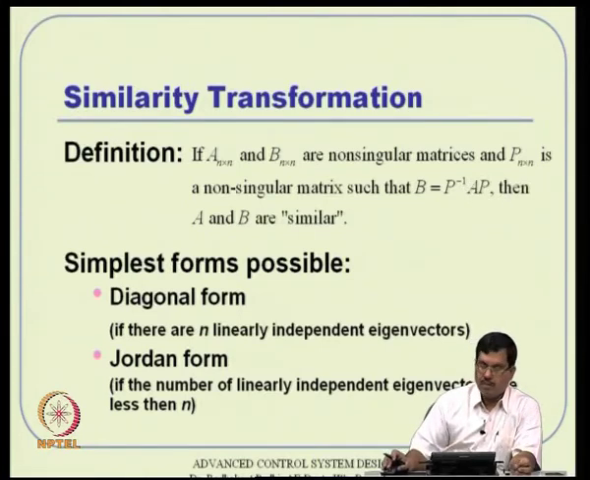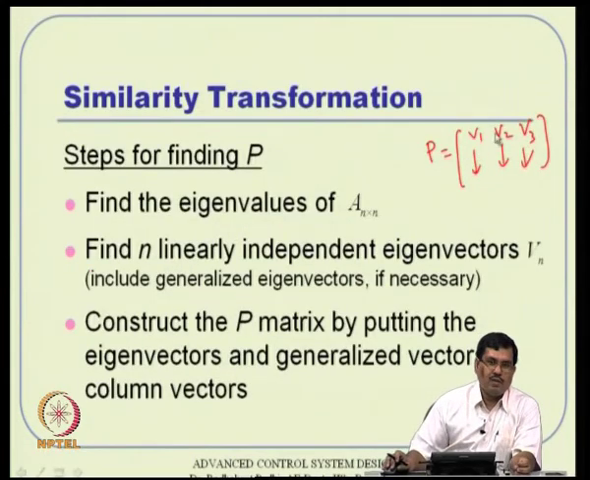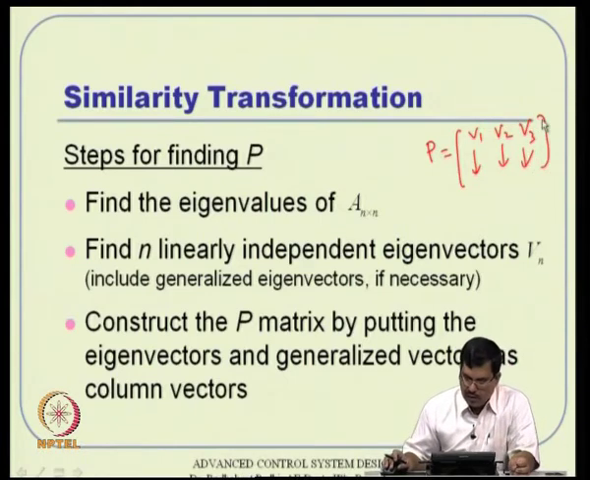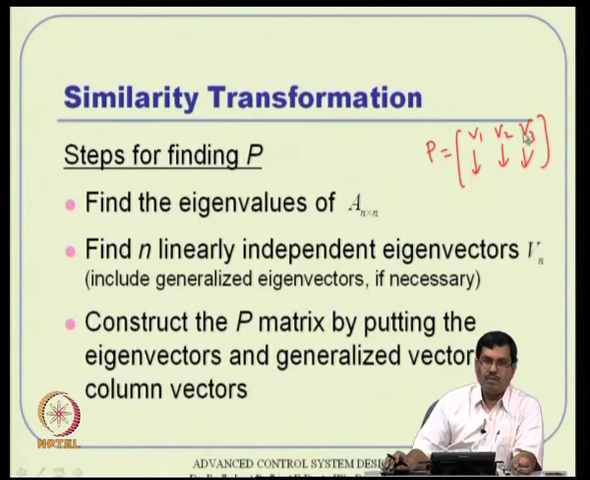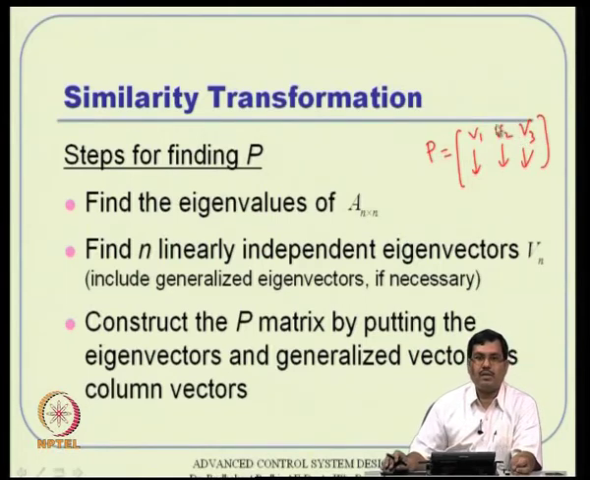Not so much concerned about normalizing the eigenvectors actually. If you want, you can normalize, but there is no particular necessity of doing that. So, you can simply put the eigenvectors side by side, and if suppose V2 and V3 are not really independent eigenvectors, then V3 can be a generalized eigenvector that we discussed last class. Okay.